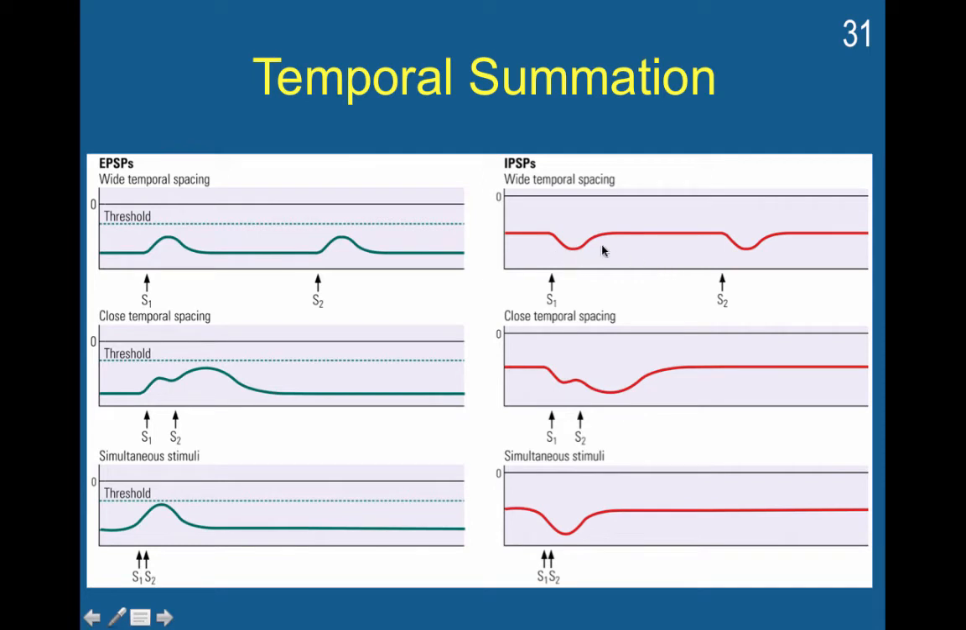IPSPs that try to reduce the firing of a neuron operate on a similar principle. If they occur farther apart, then the impact on trying to prevent that neuron from firing is less strong. If they occur in close temporal proximity, then their impact on trying to prevent the neuron from firing is stronger.